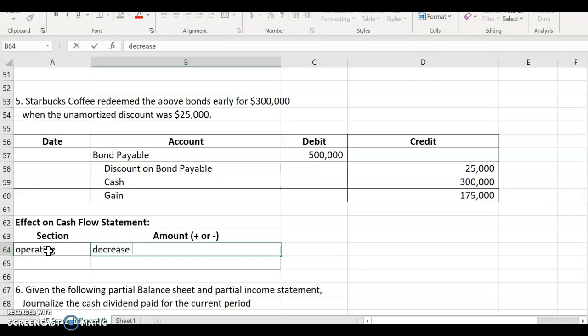So it's a decrease. And the second portion of this is what we were talking about, a long-term liability, which tells us that it's financing. Okay. And what did cash do with that long-term liability? It decreased. So the operating account decrease would have been for the gain of the $175,000, and then the financing section, the decrease would have been for the $300,000.